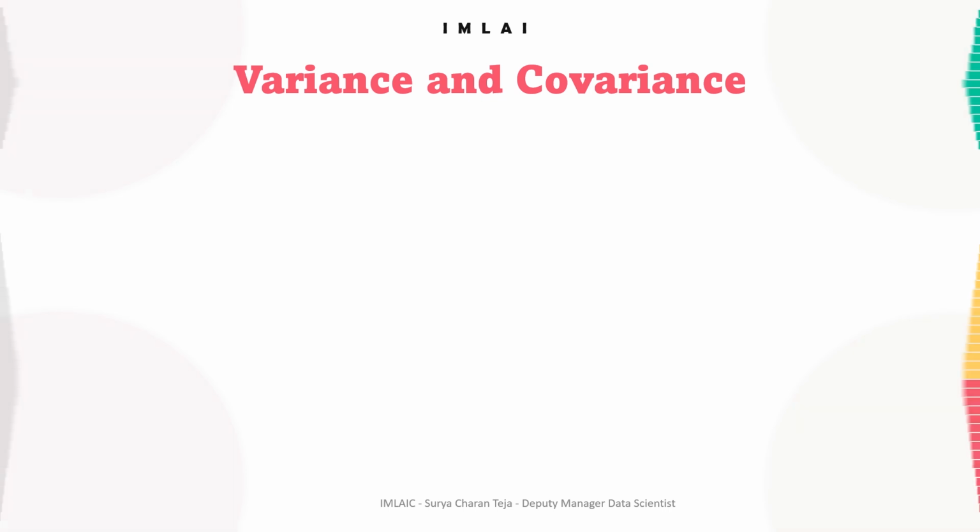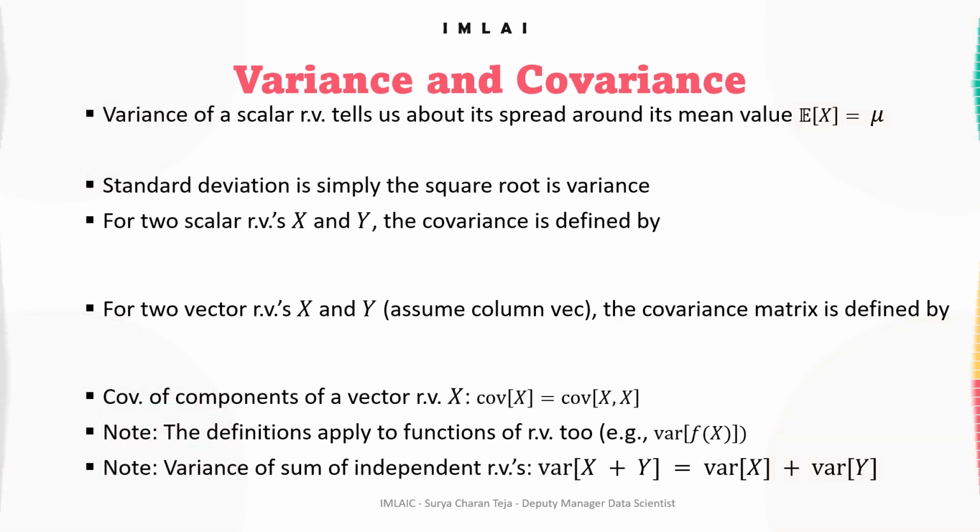Now it's time to look into the variance and covariance, because we have calculated expectation for discrete random variables as well as continuous random variables. So in probability theory, variance and covariance are measures of the spread and correlation of a random variable with respect to its expected value or mean.